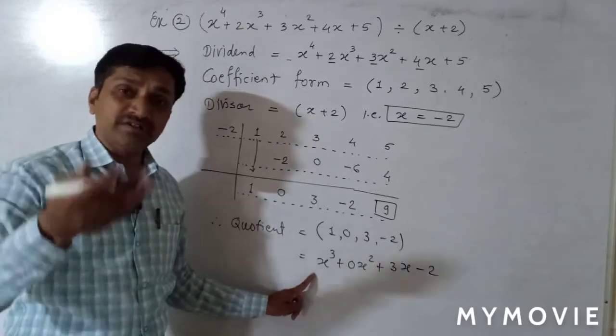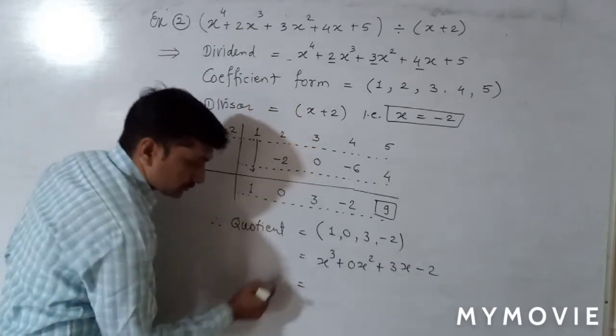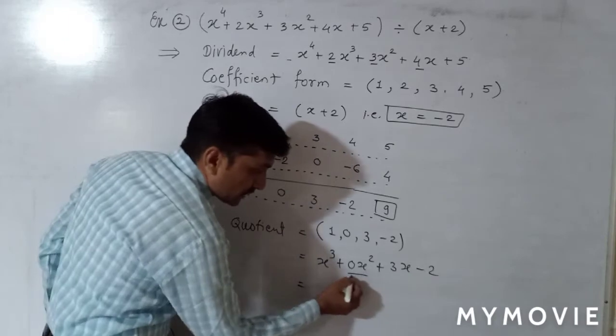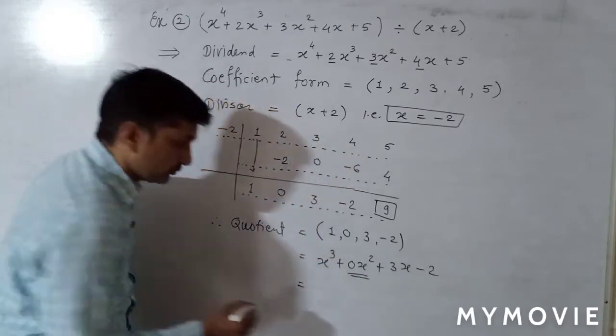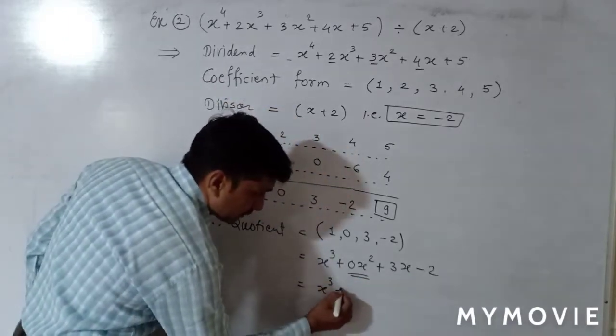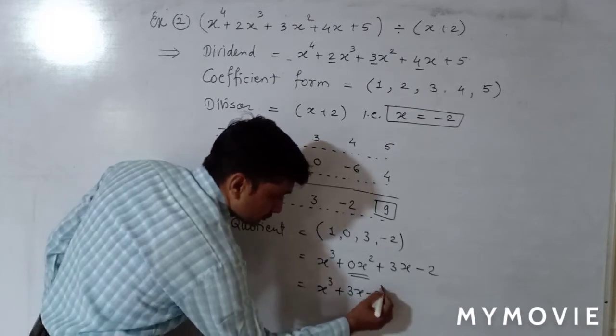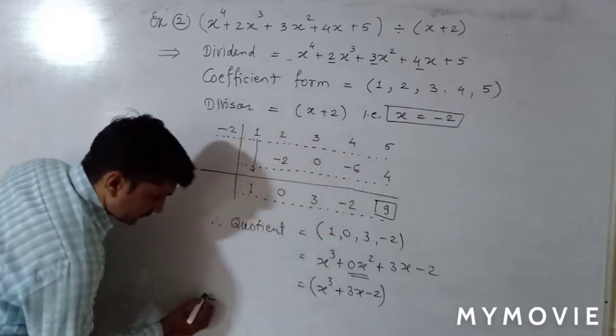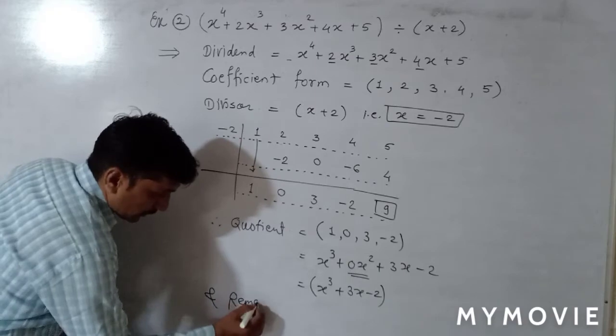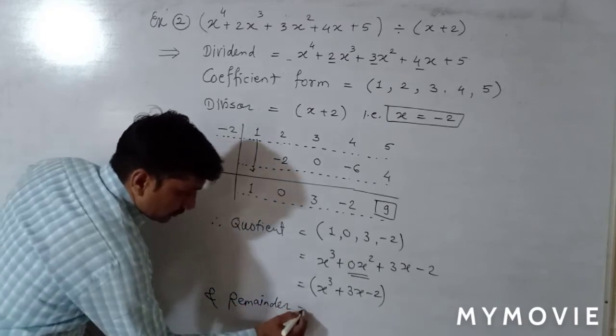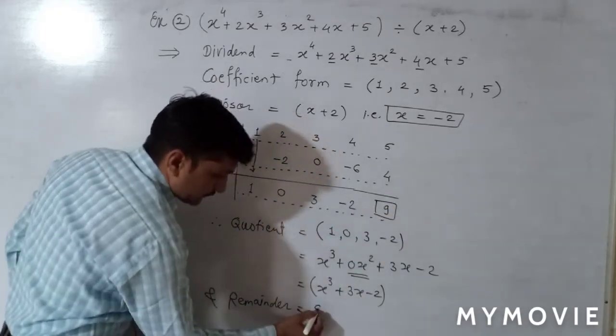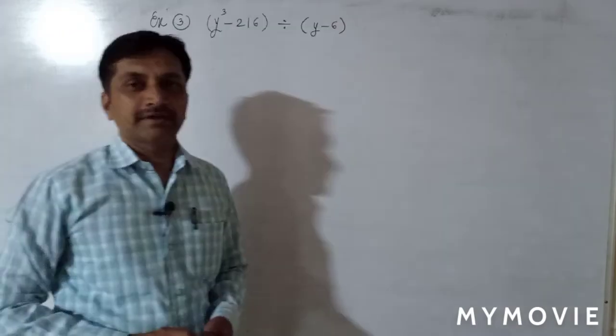And again, if you want to write in standard form, we don't write 0 in standard form: x cube plus 3x minus 2. This is the quotient, and the remainder is the last number in the division box, 9. This is the remainder.